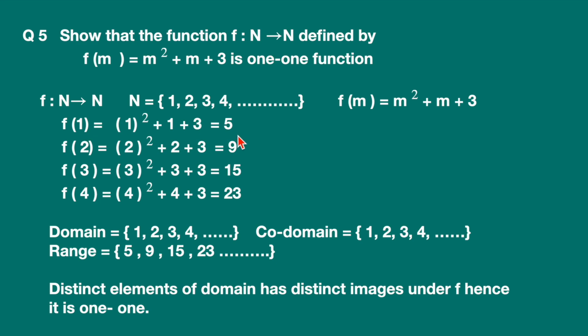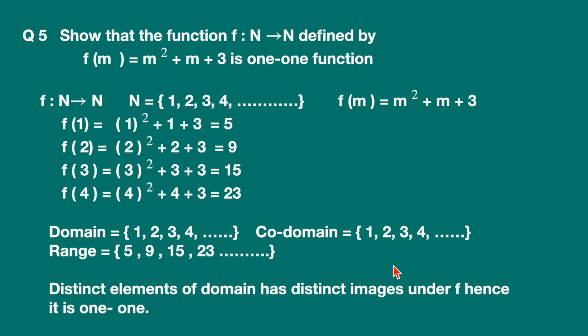f at 1 is 5. Substitute here and solve it. You will get 5. f at 2, put m = 2. So 2² + 2 + 3 is equal to 9. f at 3 is 15. f at 4 is 23. So let's write down. The domain is N, the set of natural numbers.